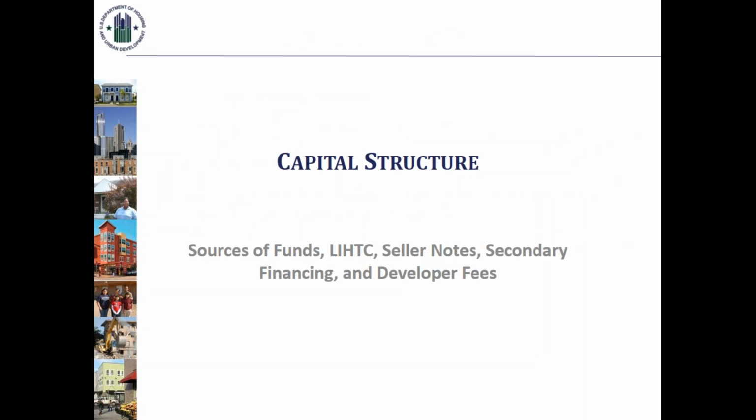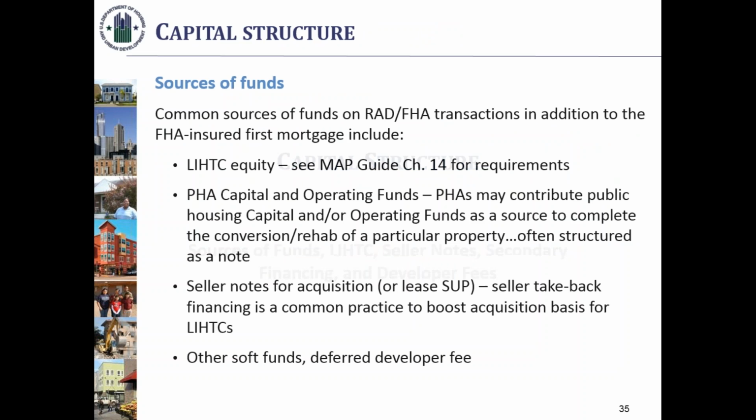Okay, the next section, capital structure. So some common sources of funds on RAD FHA transactions that you will see in addition to the FHA loan are, the biggest one is probably tax credit equity. Again, refer to Chapter 14 for our tax credit requirements, equity pans, etc.